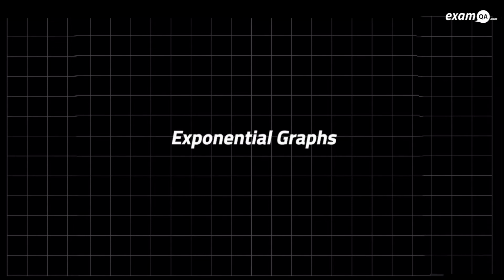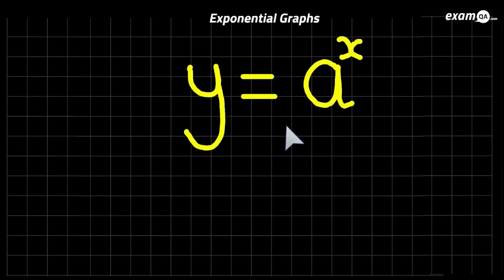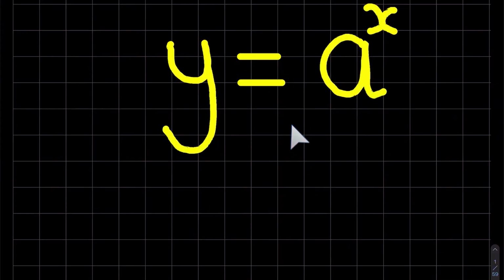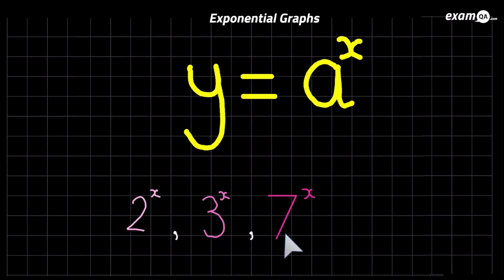Exponential graphs are graphs which are in this form: y equals a to the power of x, where a can take any constant. A could be 2, making 2 to the power x. It could be 3 to the power x, 7 to the power x, e to the power x, and so on. And now if you're wondering what e to the power x is, we're going to talk about that very soon. It's a very special number.